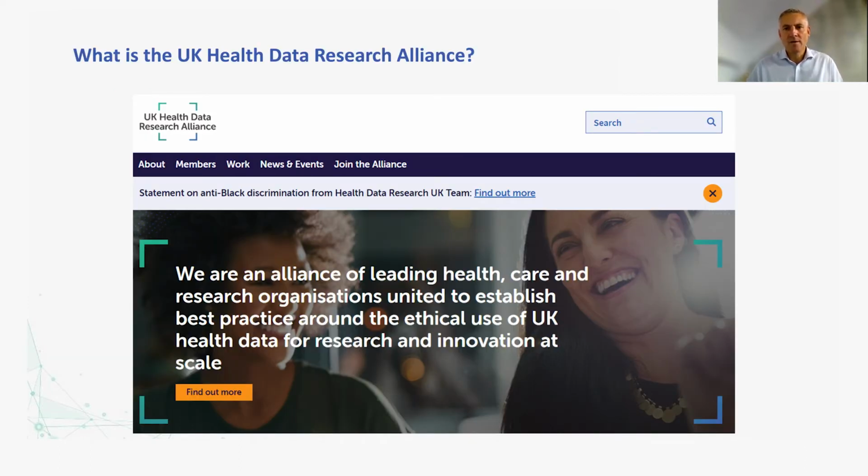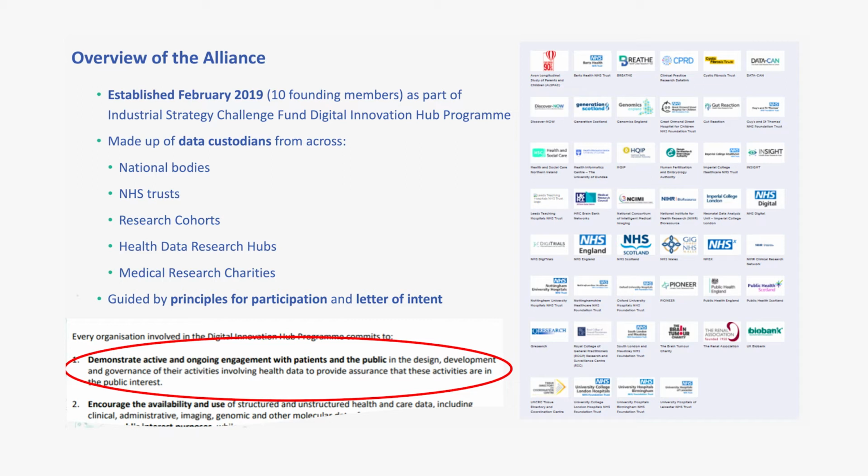First of all, I'm aware there are some familiar faces on the call, but many will probably be quite new to this. So I just wanted to give a quick outline of what the UK Health Data Research Alliance is. As it says on the webpage, we're an alliance of leading health and care research organisations that are united to establish best practice principles and standards around the ethical use of UK health data for research and innovation at scale. It really is about bringing together what we term data custodians. These are people who are looking after these various types of data on behalf of the data subjects and making that data accessible and available for trustworthy users.